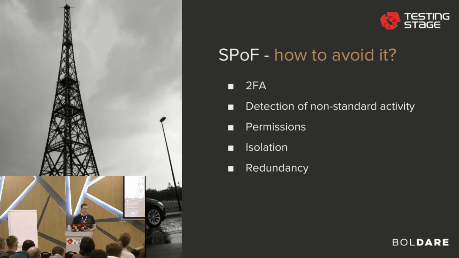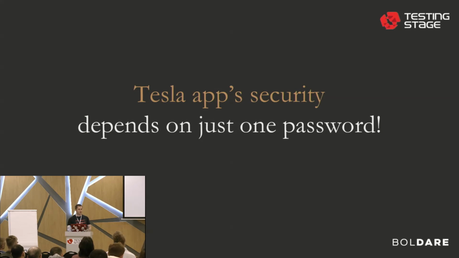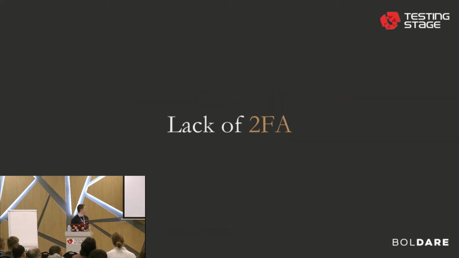And what about Tesla application or cars? Well, this application depends on just one password. So if you know the password, that's all. You can control the car. You can locate it, you can open doors, and you can drive away. It's just one password. You can download the application and log in. You don't need specific device, specific authorized device.